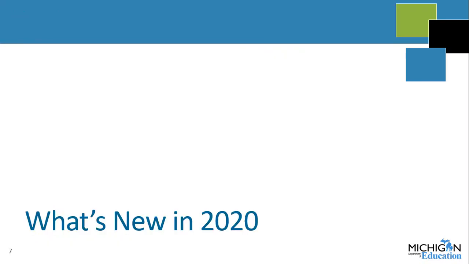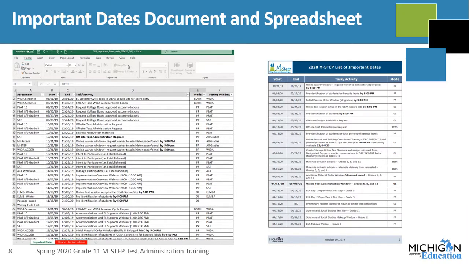Next, we're going to review what's new for Spring 2020. The Important Dates document for M-STEP Spring 2020 administration is currently available on the M-STEP webpage at www.michigan.gov/mstep. New in 2020, in addition to the PDF document that lists all M-STEP-related important dates, MDE has created an Excel spreadsheet that includes the important dates for every statewide assessment administered by MDE.